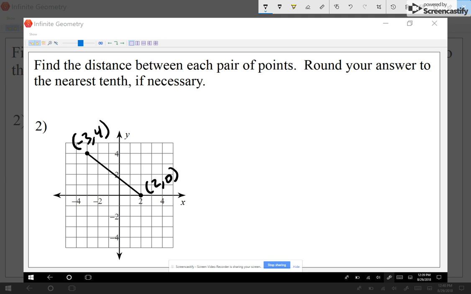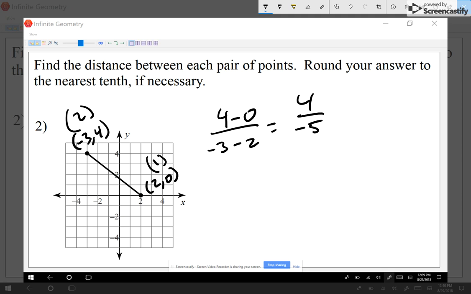Now that I have the numbers, I'm going to do what I just did in my previous examples. I have the coordinates. Which point is the first point and which is the second point? It doesn't matter. I'm going to call this my second point, and this my first point. For my slope, I'm going to go 4 minus 0 over -3 minus 2. On the top, 4 minus 0 is 4. At the bottom, -3 minus 2 is -5. Do not simplify the fraction. This one we cannot, but even if you could, do not simplify.